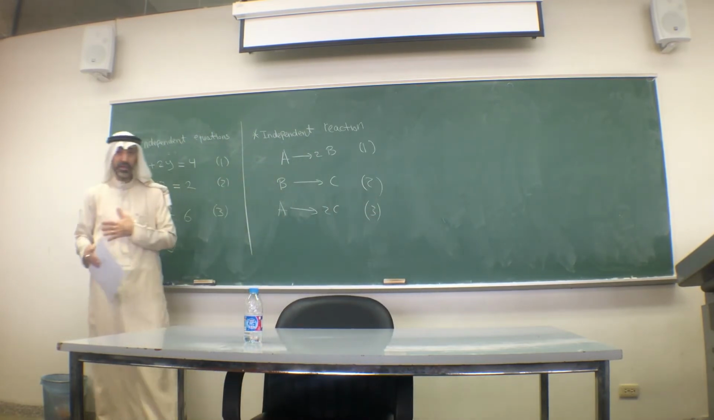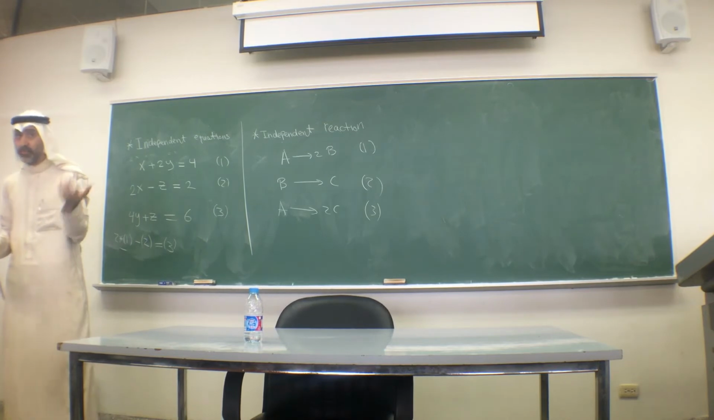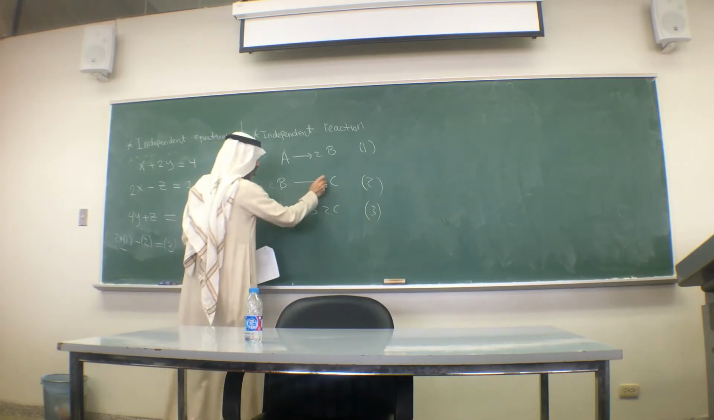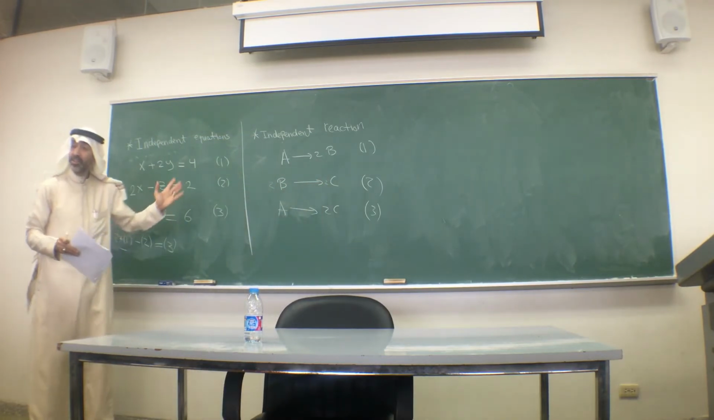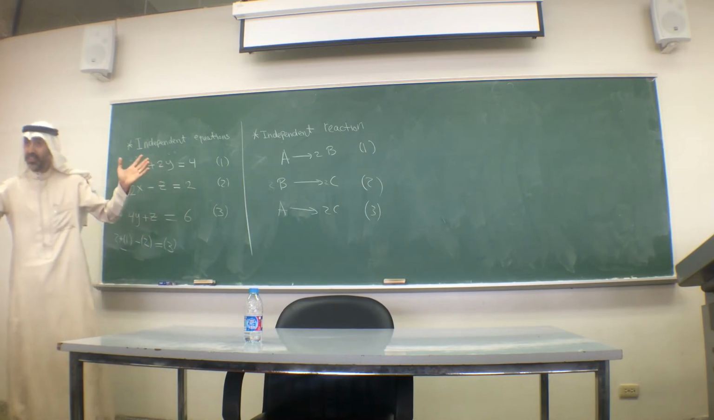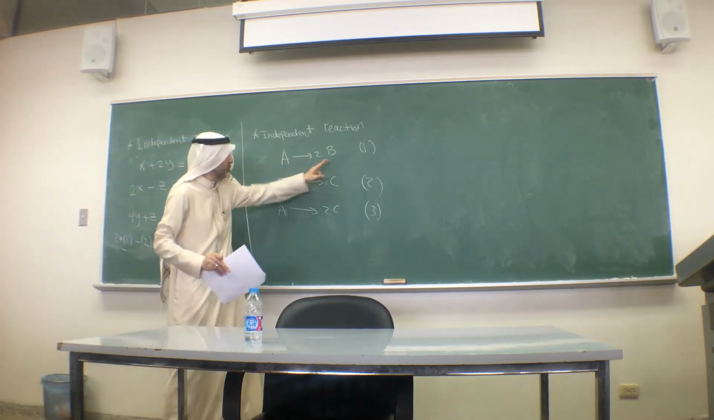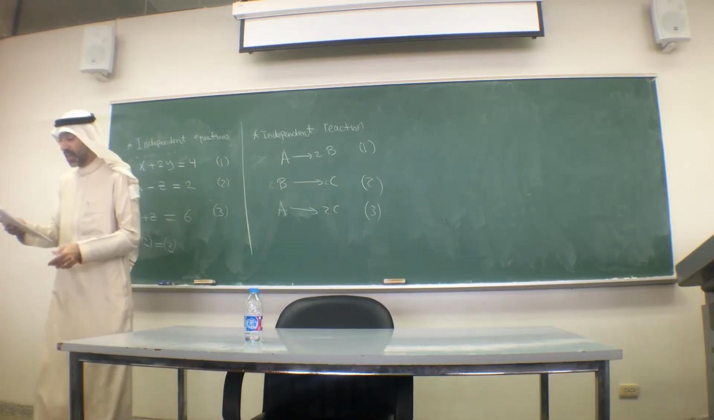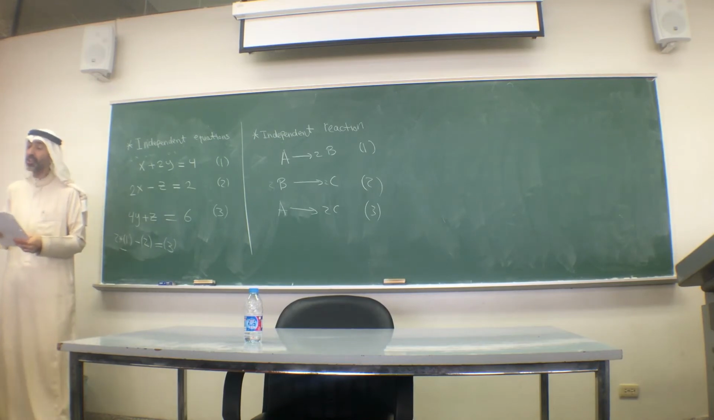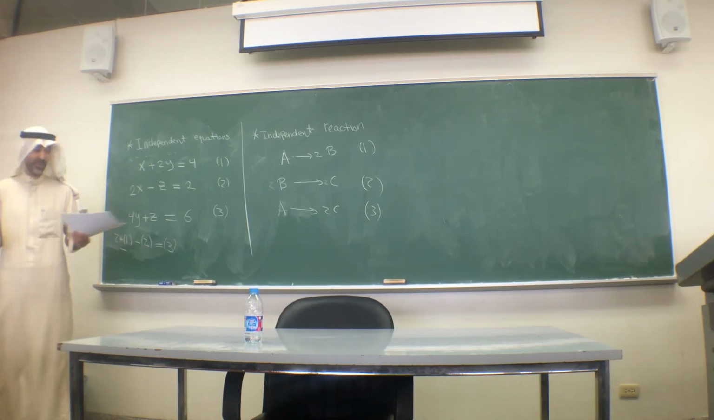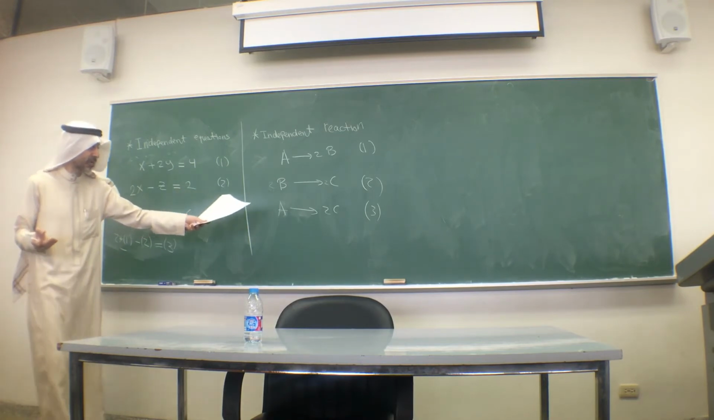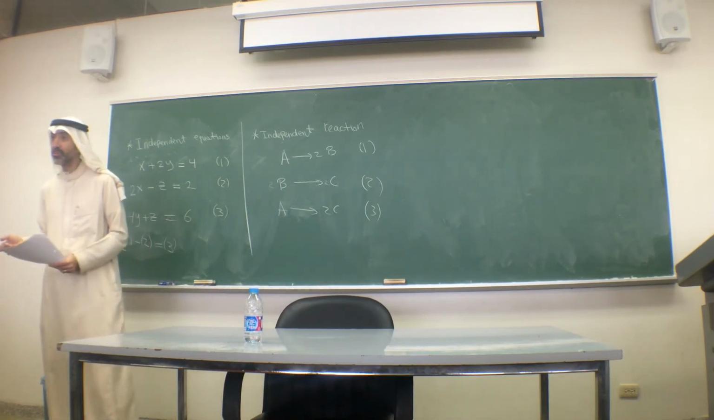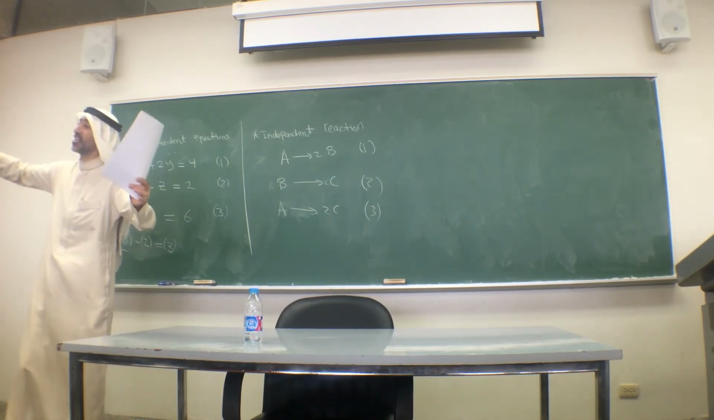We have A goes to 2B. When you produce B, B will go to C. So if you multiply this by 2, it is like the reaction here. The thing on the left side cancels the thing on the right-hand side. So A goes to 2B, 2B goes to 2C, meaning A goes to 2C. So here I can say I don't have three independent reactions. If you add them, equation number 3 is obtained by adding 1 and 2 times 2.